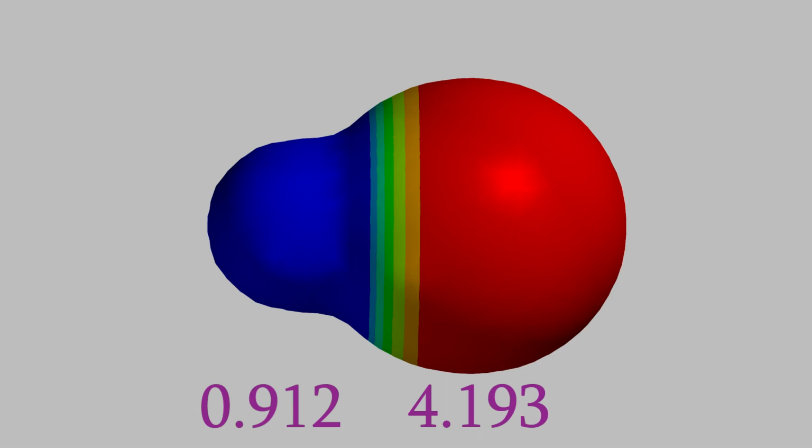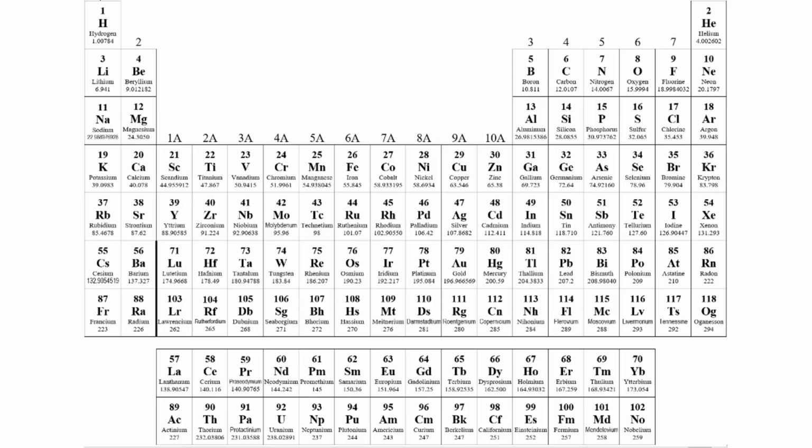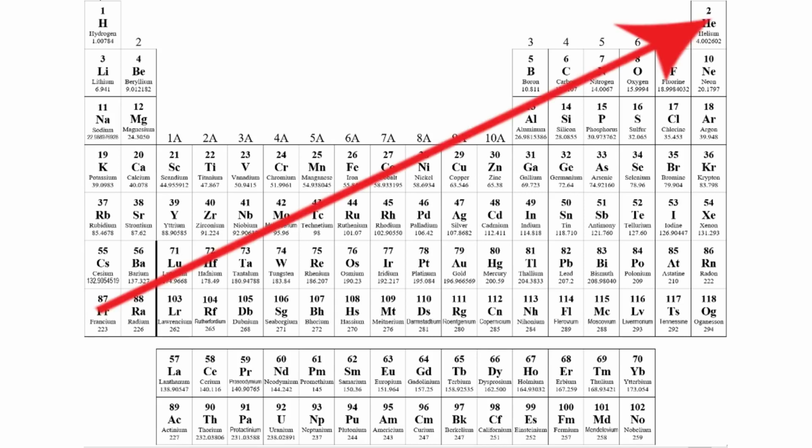As you might imagine, the electronegativity follows the same trend as the ionization energy, which we talked about in the last video. So the electronegativity is generally higher as we go up and to the right on the periodic table.